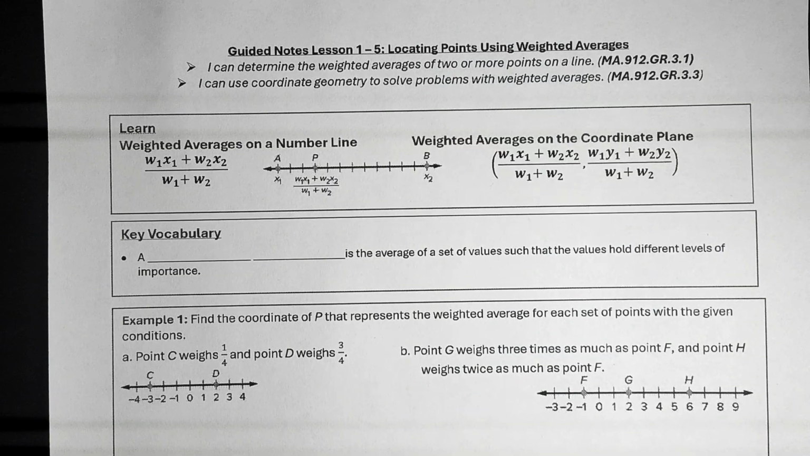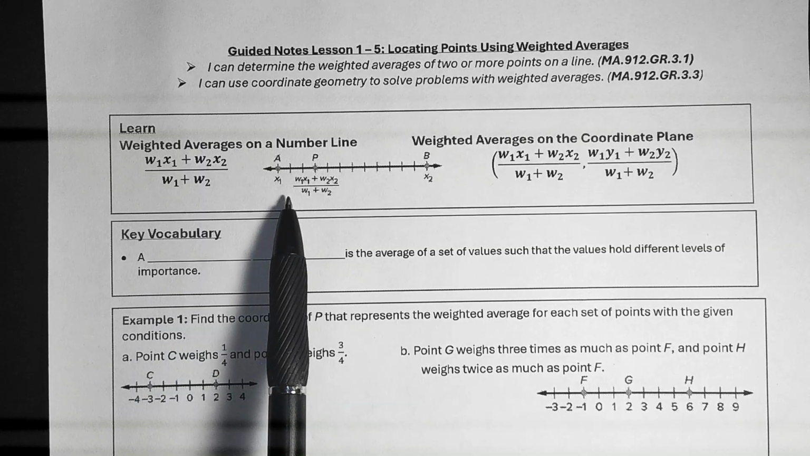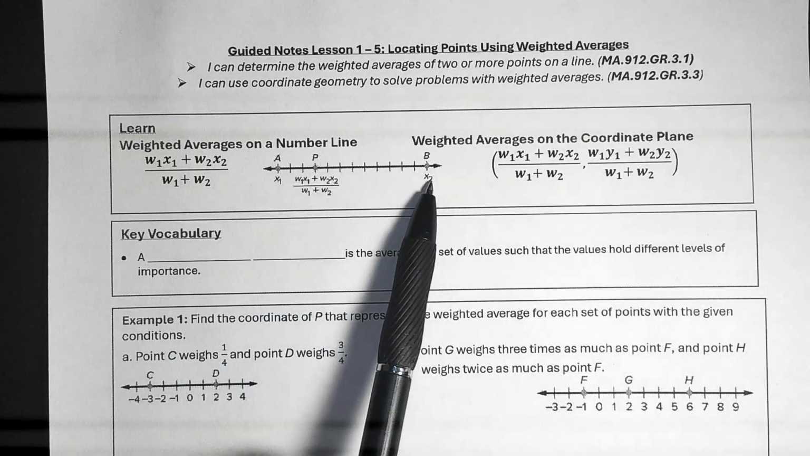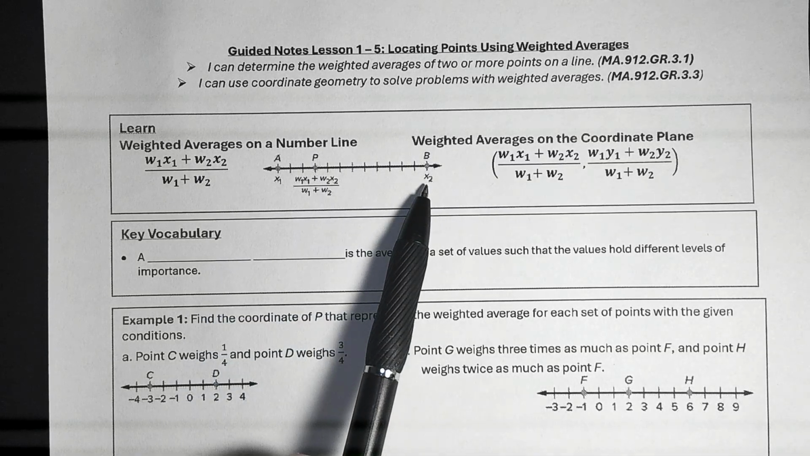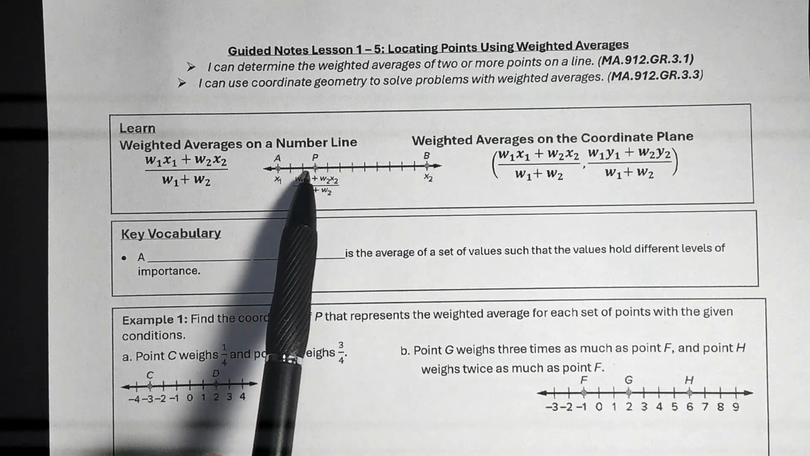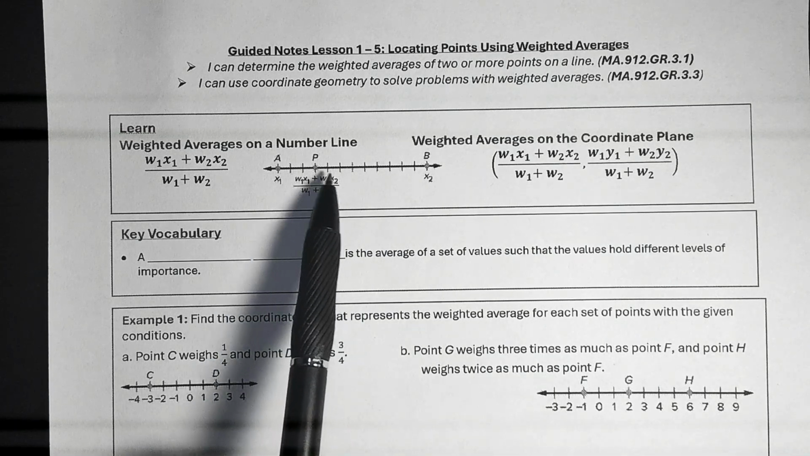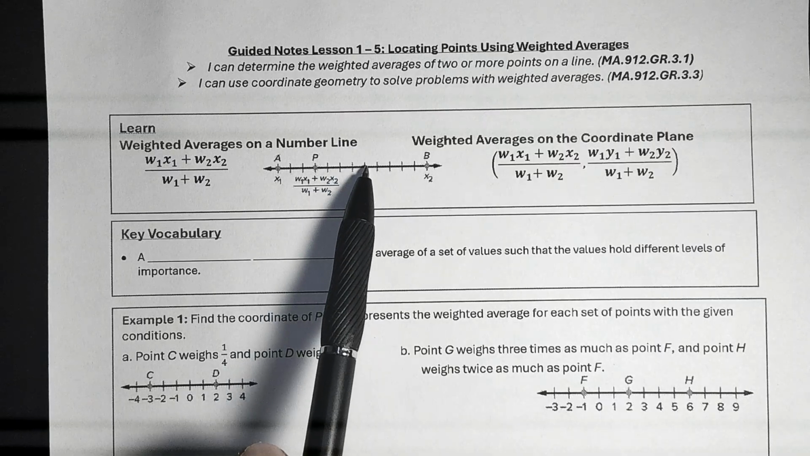Okay, so we start out with our formula. It's going to be weight 1 times x1 plus weight 2 times x2, divided by weight 1 plus weight 2. And so we've got a number line here. If we're looking for point P in between A and B, A being our x1, B being our x2, it shows how we got the formula here. Based on the weight, if B weighs more, P will go closer to B, depending on how the weights come out.